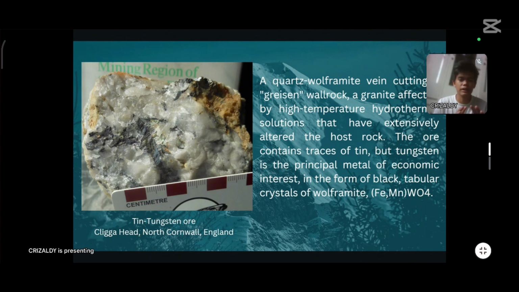Hydrothermal solution, nag-altered yung host rock niya and nagkaroon ng fracture and sa vein parang pumasok yung greisen deposit. But the ore contains traces of tin, but tungsten is the principal metal of economical interest. Now, example of skarn deposit around the world.